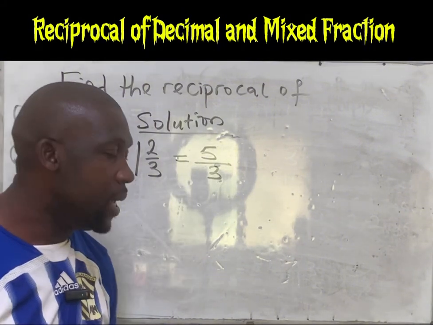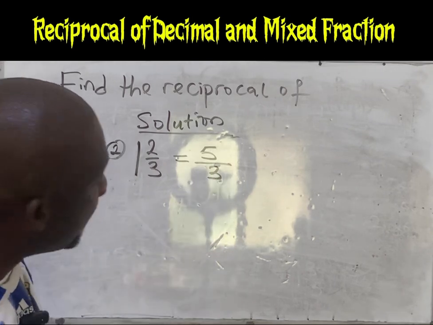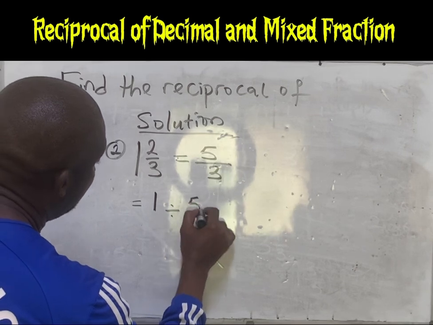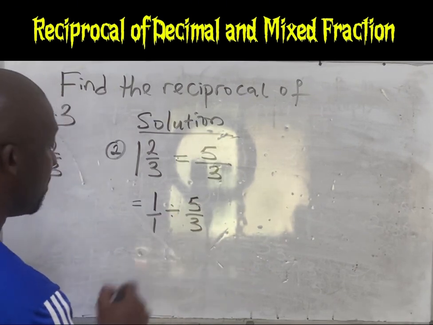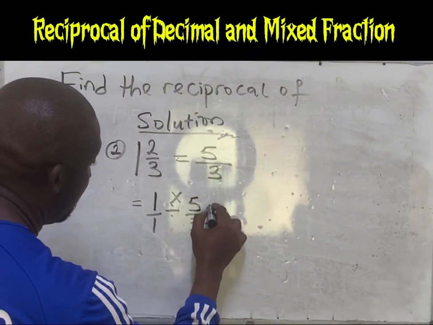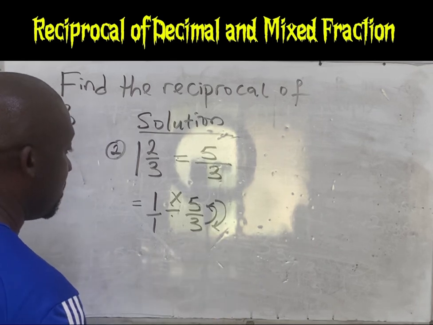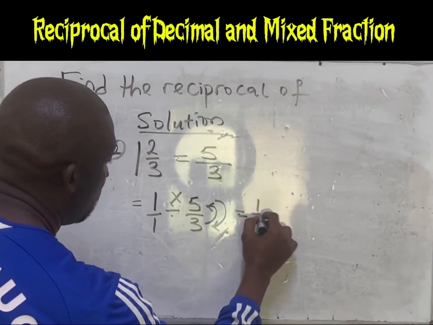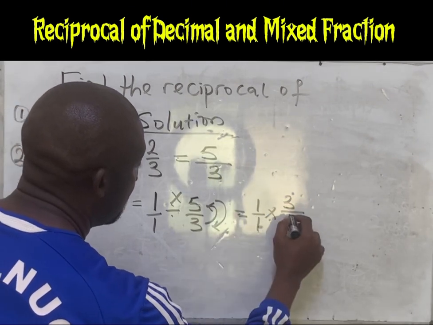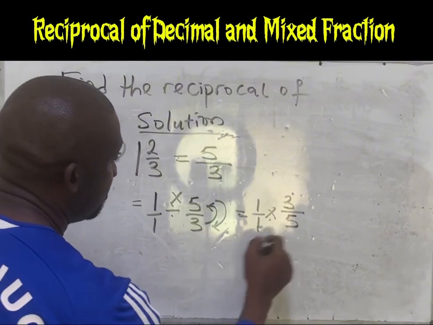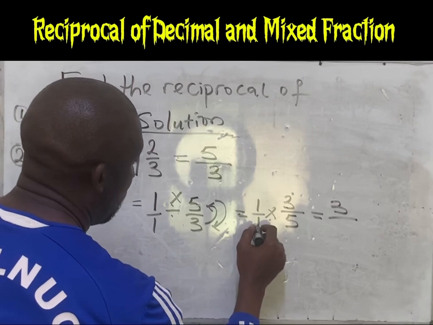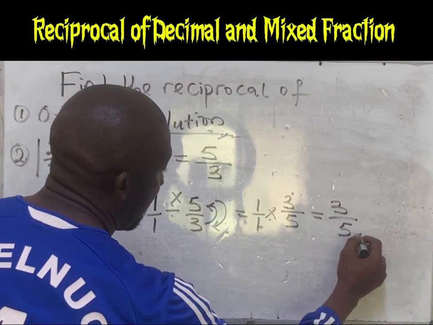So we have to look for the reciprocal of 5 over 3. Like I said, it's just to use this number to divide 1. We'll now have 1 divided by 5 over 3, and this can also be written as 1 over 1. The next thing is to change the division sign to a multiplication sign and interchange the numbers. So we'll now be left with 1 over 1 times, this 3 goes to the numerator and 5 comes down to the denominator. Then we multiply through. 1 times 3 is 3, over 1 times 5 is 5.